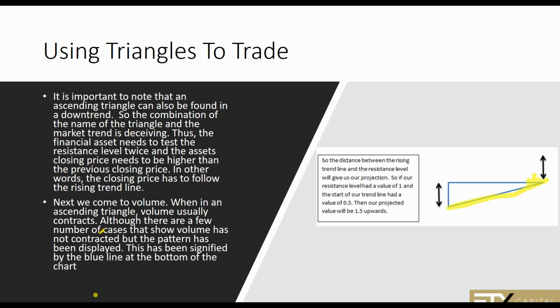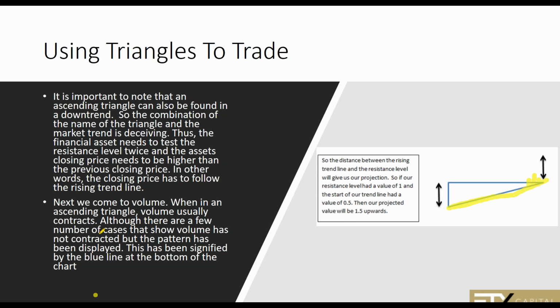Okay. Now, also we need to look at a secondary indicator, and this is volume. Next we come to volume. When in an ascending triangle, volume usually contracts. Although there are a few cases that show volume has not contracted, but the pattern has been displayed. We'll show it in the next chart, but it's not a hardcore rule. But if I'm going to trade them, I need volume to sustain or to support my interpretation of that triangle.